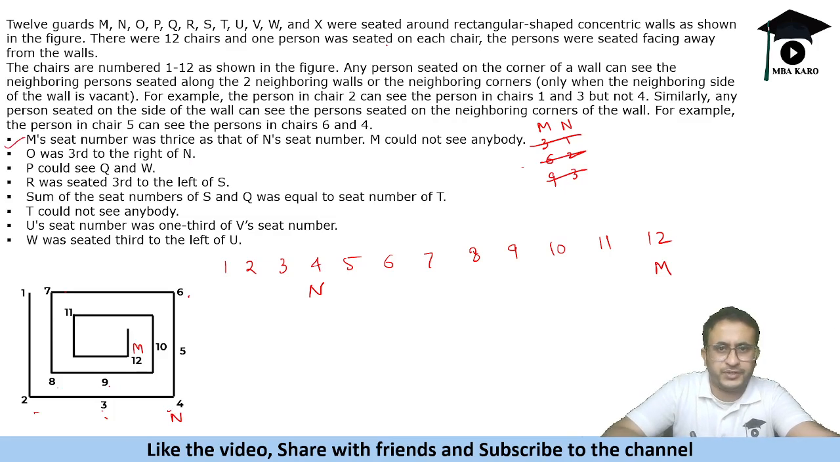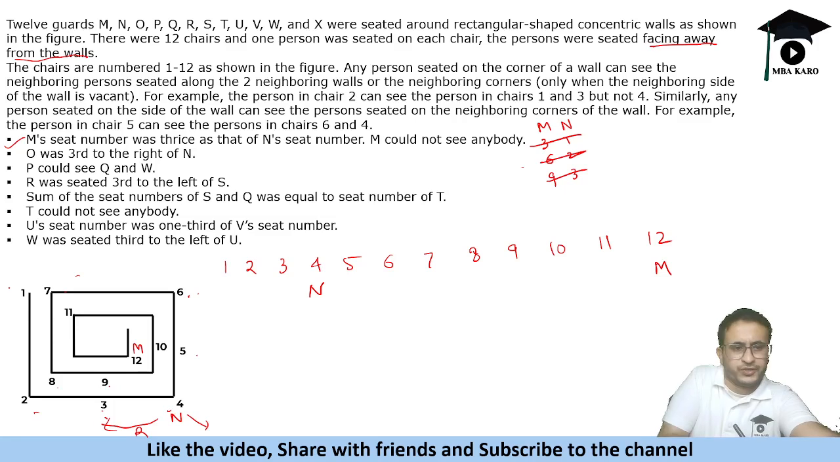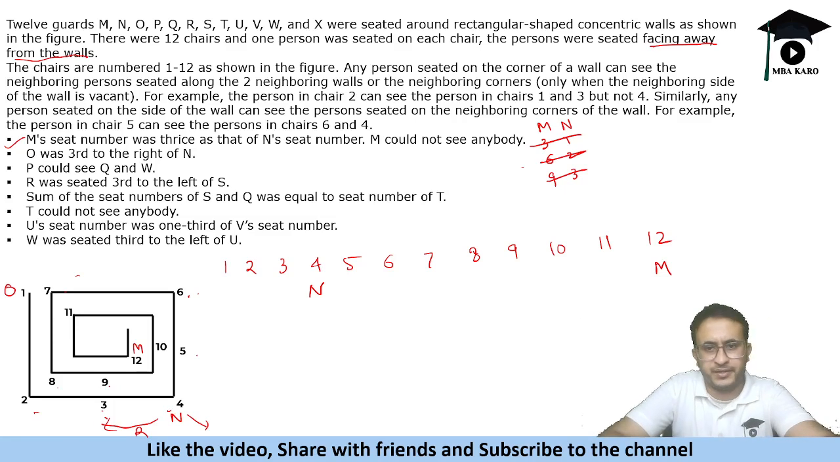Okay. Now these persons were sitting facing away from the walls. So if the people are facing away and O is third to the right of N, so N is facing away. Okay, this is the left side and the right side is this. This is the right side. So O is at seat number 1.